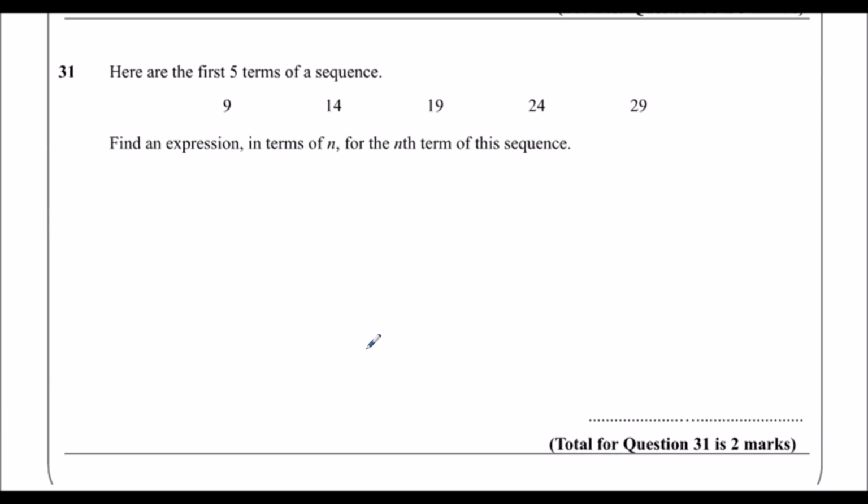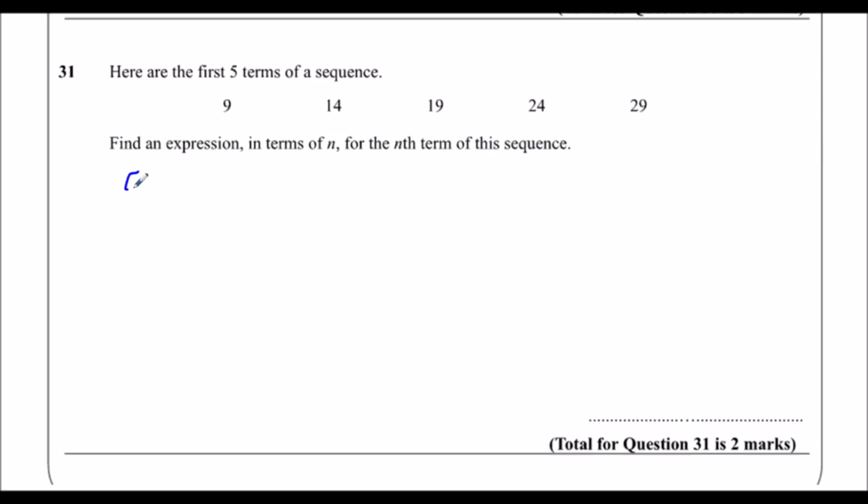And question 31. Here are the first 5 terms of a sequence. 9, 14, 19, 24, 29. Find an expression in terms of n for the nth term of this sequence. So this sequence is going up in 5s. From 9 to 14 is plus 5, 14 to 19, and so on. So plus 5 every time.